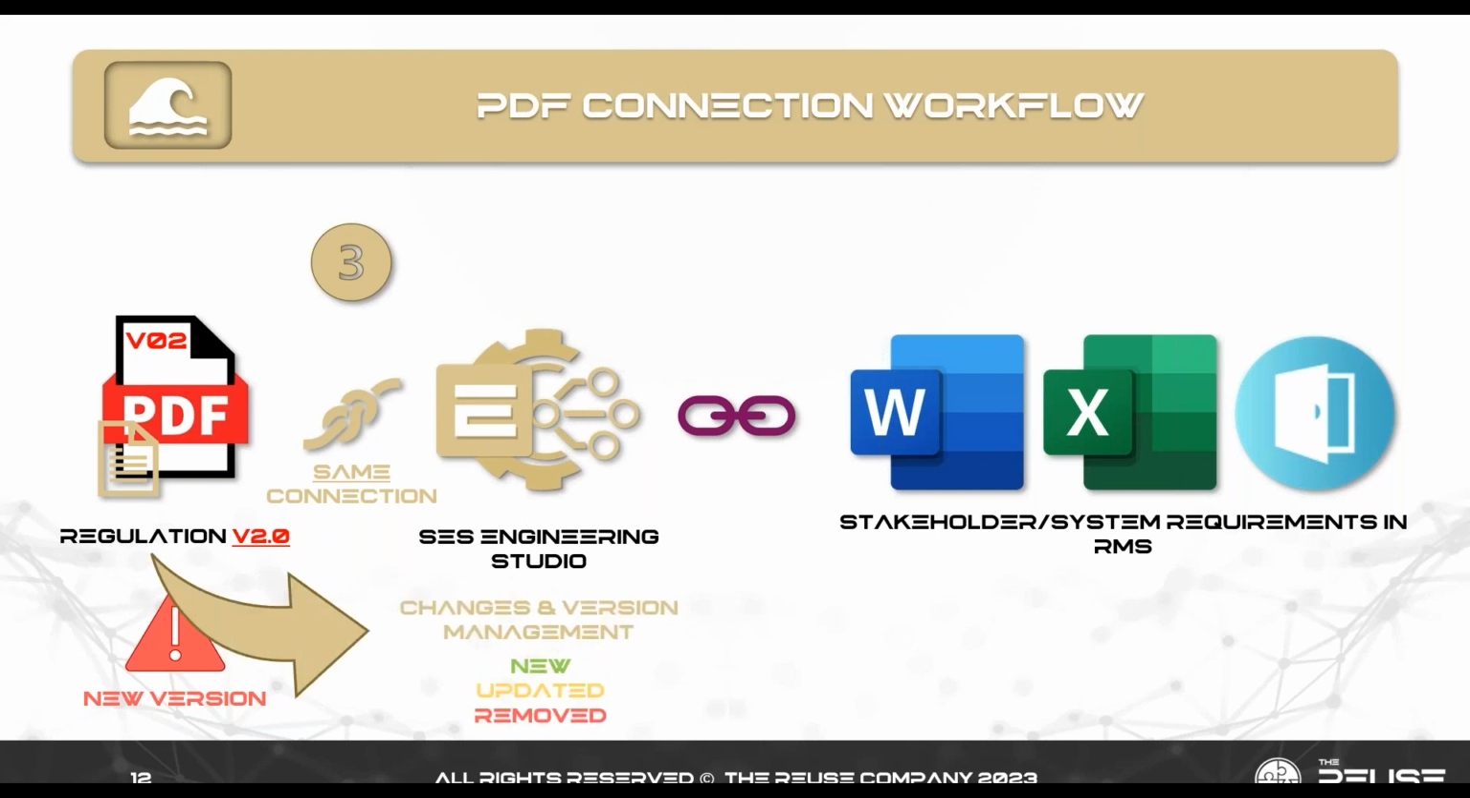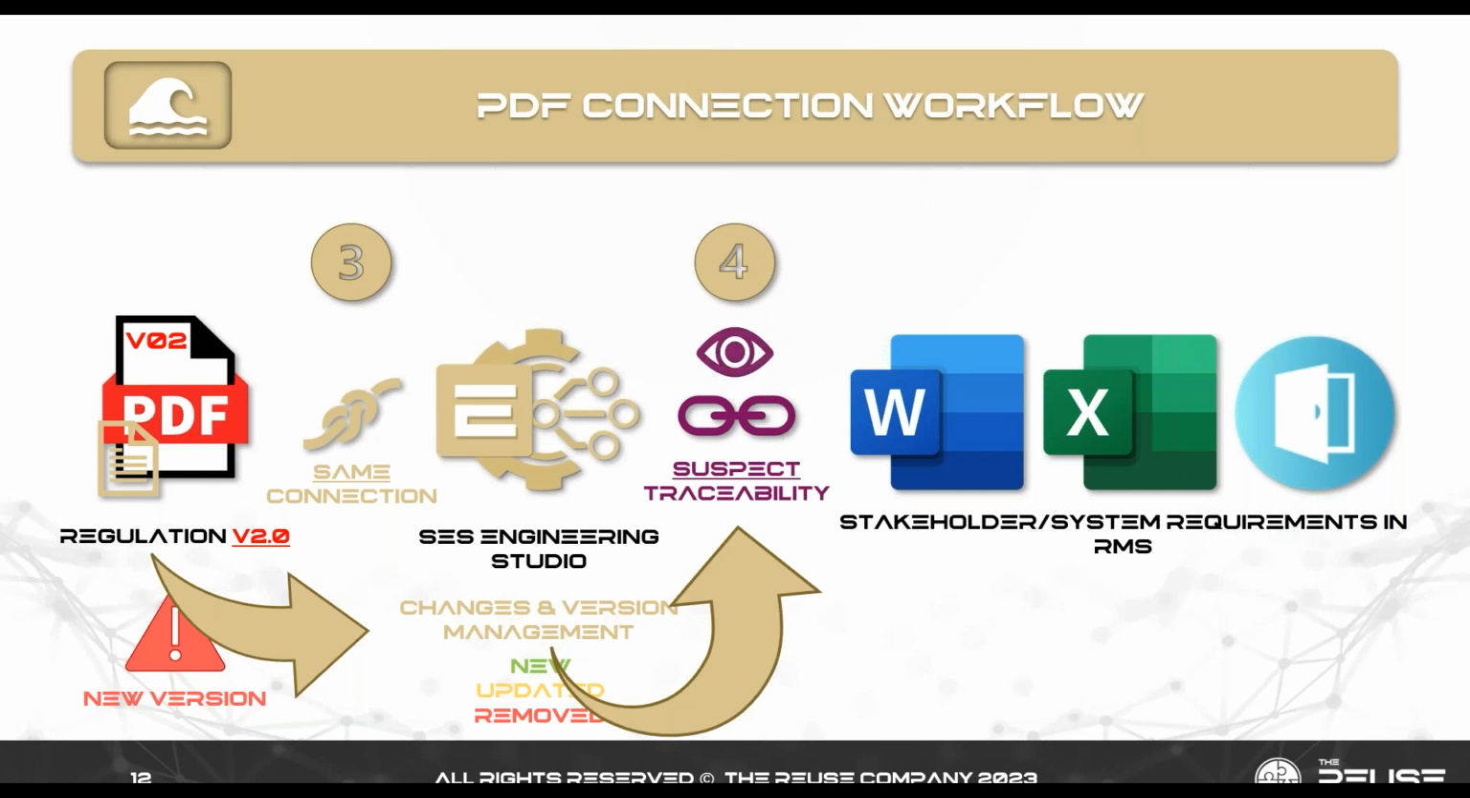And with the same connection, what we will have is that automatically the tool is going to provide me with change and version management. This is basically showcasing which items are new, which items are updated or modified, and which items are removed with regards to the previous version, which is the one that I have stored within my tool. Okay. So I automatically have these changes in version management.